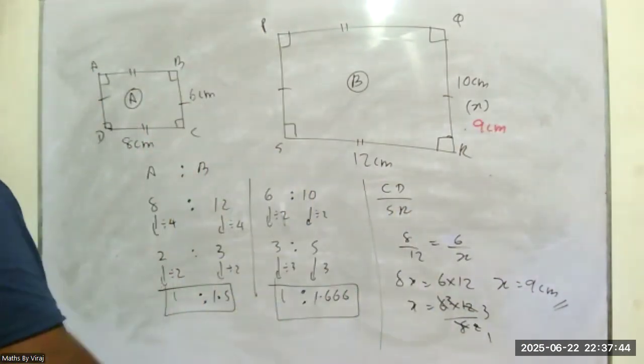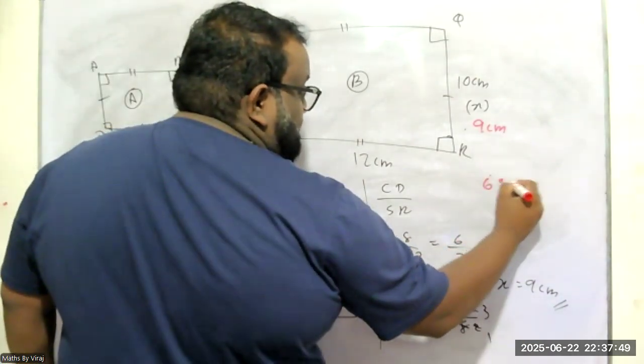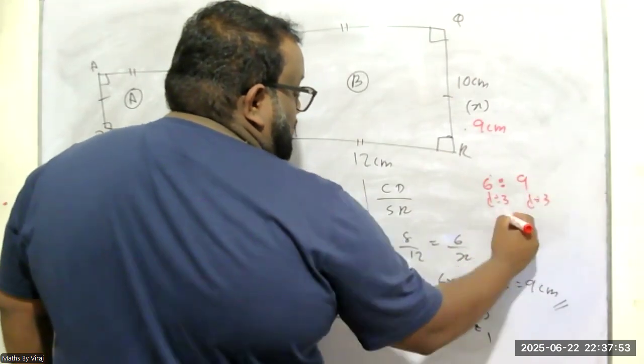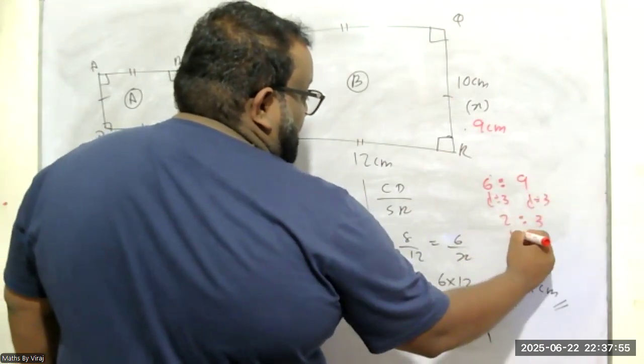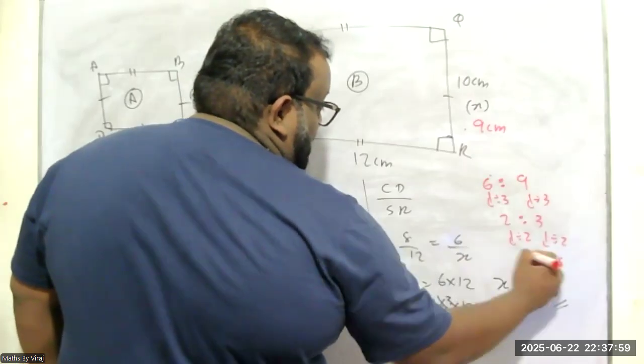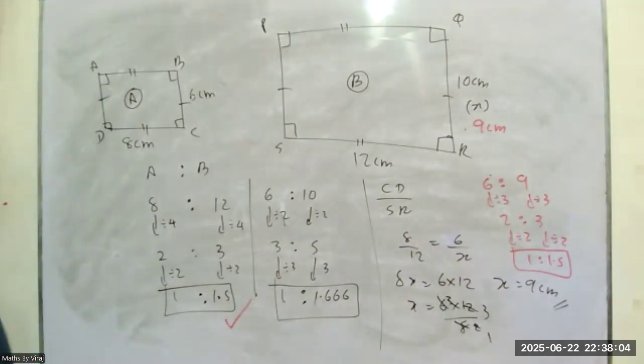let's see what the ratio would have been. 6 is to 9. I divide both sides by 3. What do I get? 2 is to 3. I divide by 2. What do I get? 1 is to 1.5. The same ratio that we saw over here. Correct or wrong?